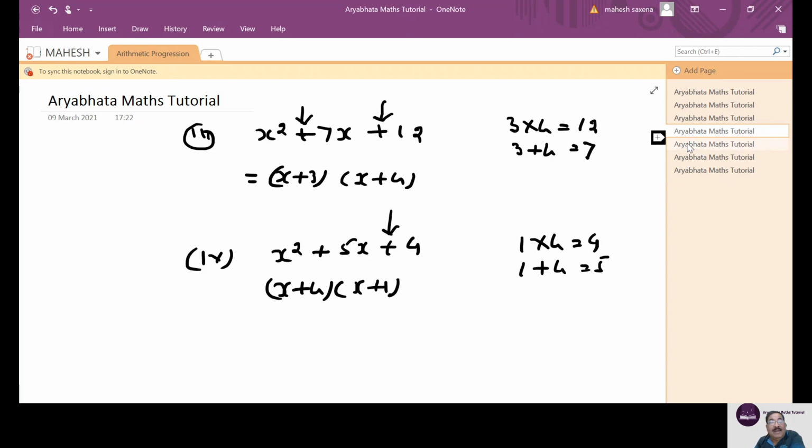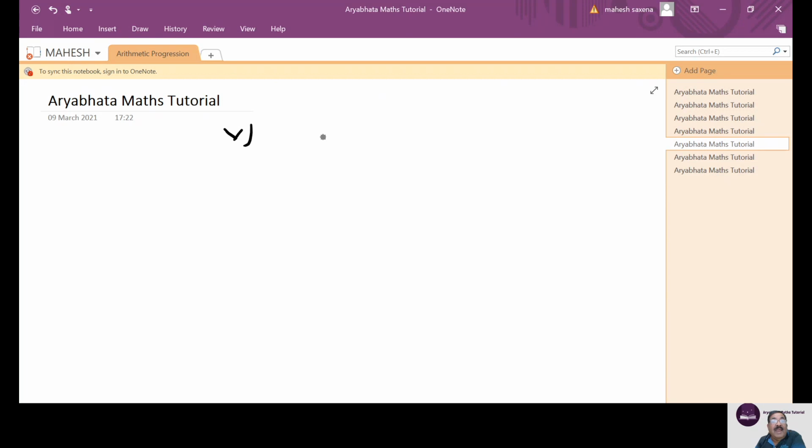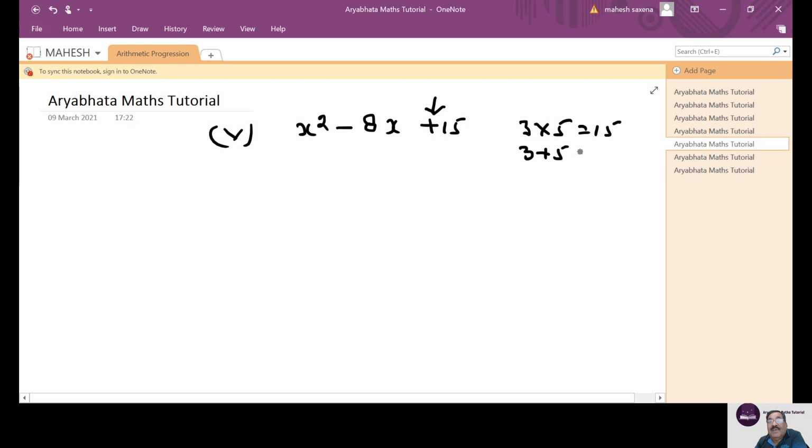Take another example. Suppose it is x square minus 8x plus 15. Again, this constant is positive. Therefore, we will break 15 into two terms such that their product is 15 and sum is 8. It is 3 and 5, since 3 into 5 is equal to 15 and 3 plus 5 is equal to 8. The middle term is negative. Therefore, the factors of this will be x minus 3 and x minus 5.